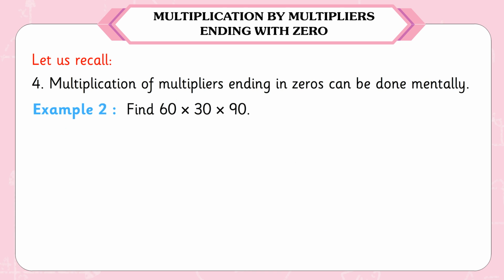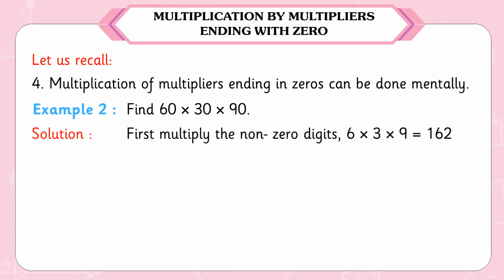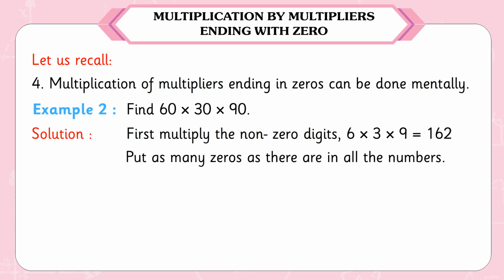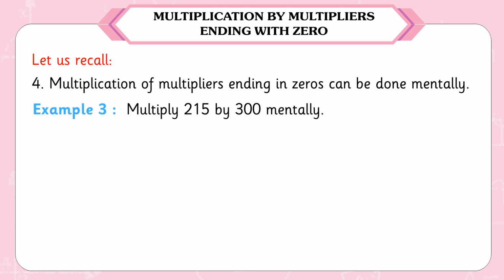Example 2. Find 60 into 30 into 90. Solution. First, multiply the non-zero digits. 6 into 3 into 9 is equal to 162. Put as many zeros as there are in all the numbers. Therefore, 60 into 30 into 90 is equal to 1,62,000.